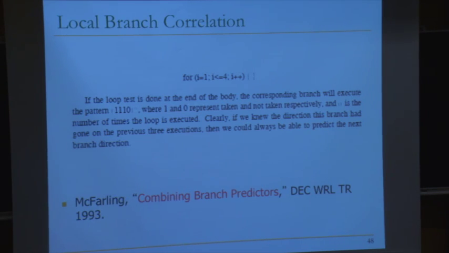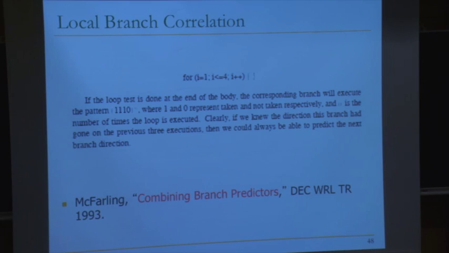If the loop test is done at the end of the body for this branch, it's a simple branch, the corresponding branch will execute the pattern 1, 1, 1, 0 to the n, where 1 and 0 represent taken and not taken respectively, and n is the number of times the loop is executed. Clearly, if we knew the direction this branch had gone on the previous 3 executions, then we would always be able to predict the next branch direction. Simple. Basically, it's a pattern.